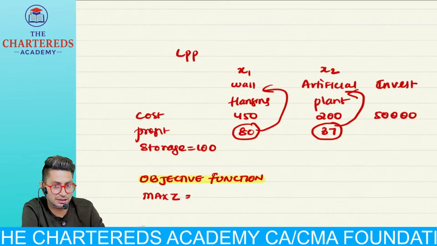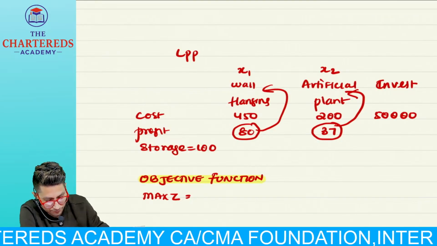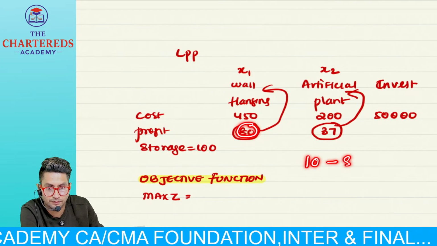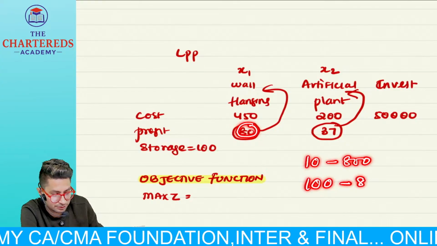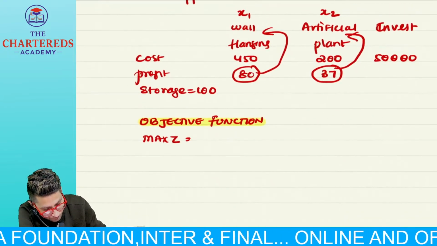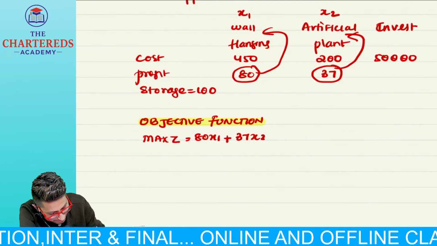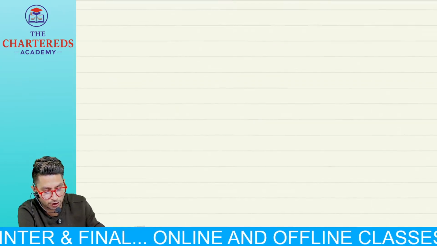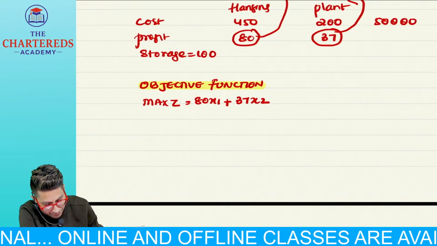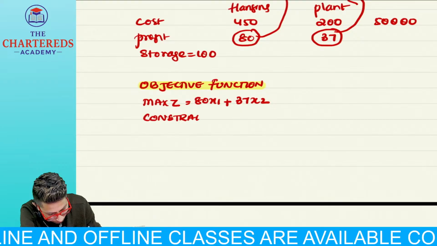Acha. If I sell 1 unit of wall hanging, what is my profit? If I sell 10 units, if I sell 100 units. But how many I'm selling? X1, right? So my profit will be 80 x1 plus 37 x2. Understood? Number of units will not be given. We should assume it to be x1, x2, x, y, a, b, anything. Next, after writing objective function, then we write constraints.